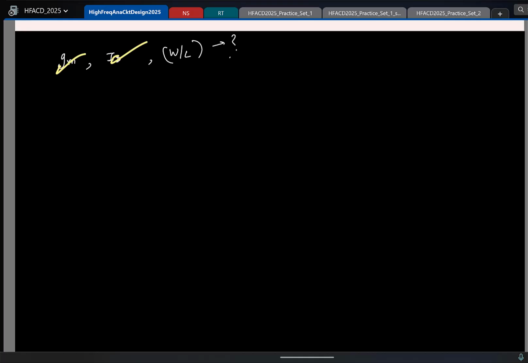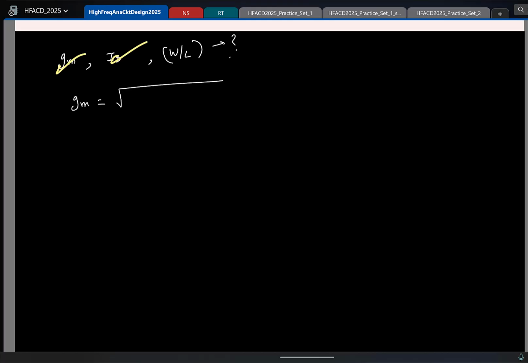I mean, in an ideal setting, how would you do it? I know the GM, I know the current, how will I find the width? Let's say, without finding the overdrive, can I find the ratio W by L from GM and ID? What will you do?